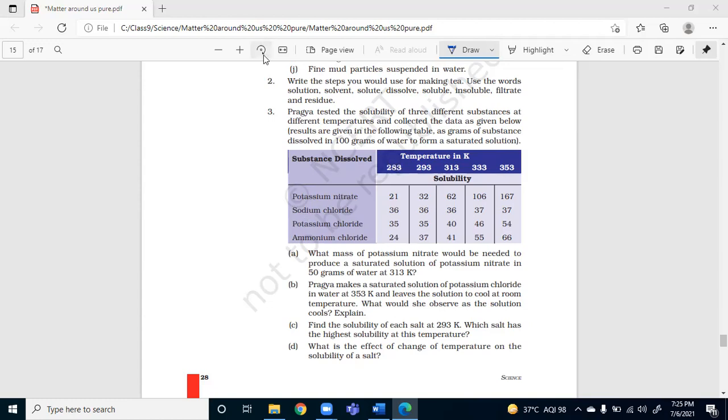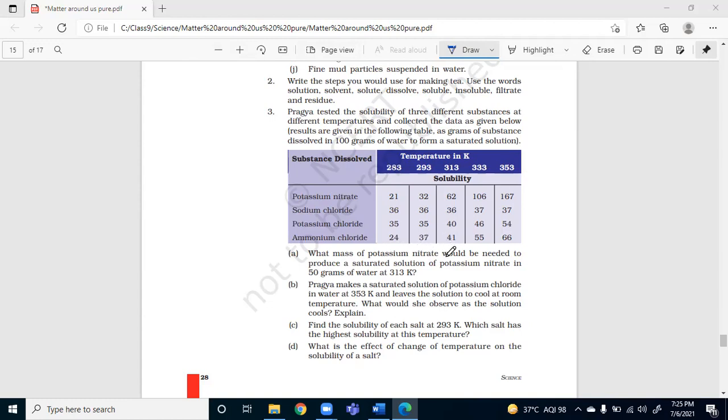Okay. So are you able to understand this question? This is a table which is parameters of this particular solute. Like potassium nitrate is given, its solubility is given at different temperatures. You can see there are 5 temperatures. Okay, so let's start with the A part.